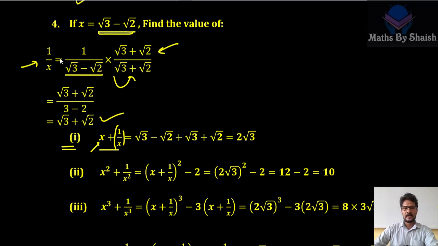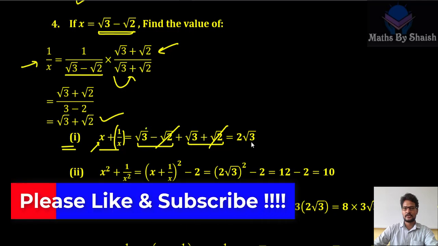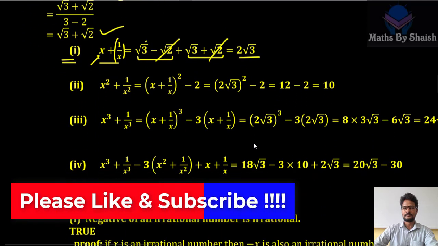Once we have x and 1 by x, it is always going to be easier, because we have root 3 minus root 2 and root 3 plus root 2. These two like terms have opposite signs, so they get cancelled. Root 3 plus root 3 is 2 times root 3.